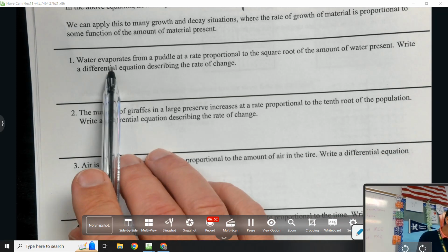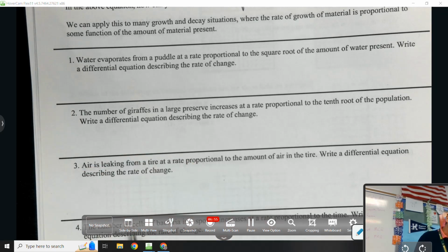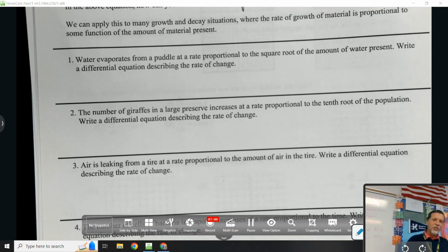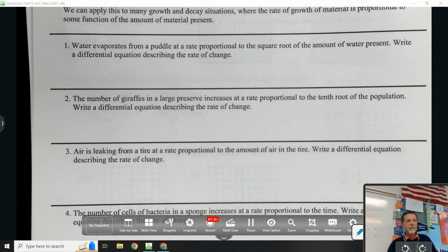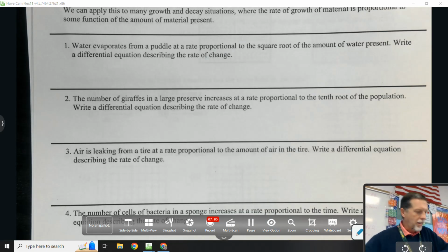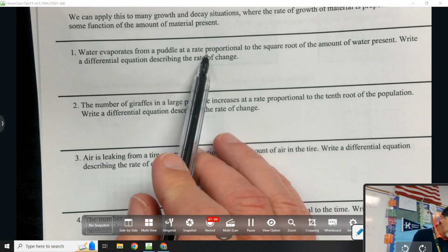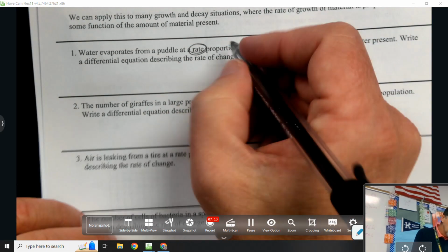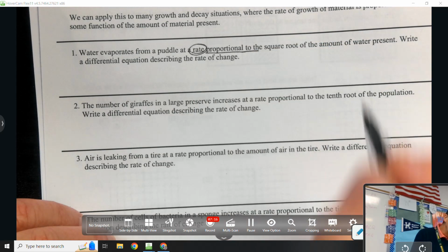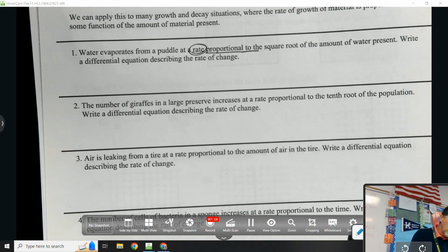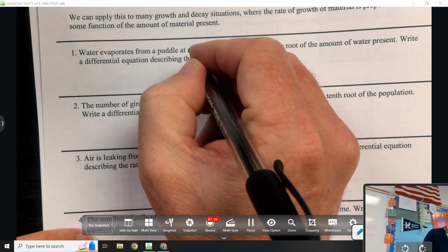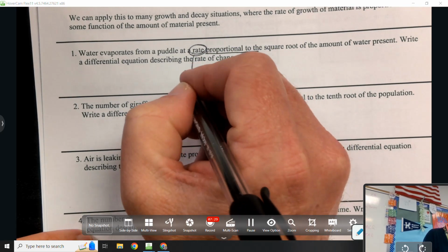All right, number one, water evaporates. And by the way, the first thing we're going to do on all of these is not solve anything yet. It's just write the equation. So just working on translating English into math. Water evaporates from a puddle at a rate proportional to the square root of the amount of water present. Write a differential equation describing the rate of change. Okay, so a rate, that sounds like dW dt if W is the amount of water.